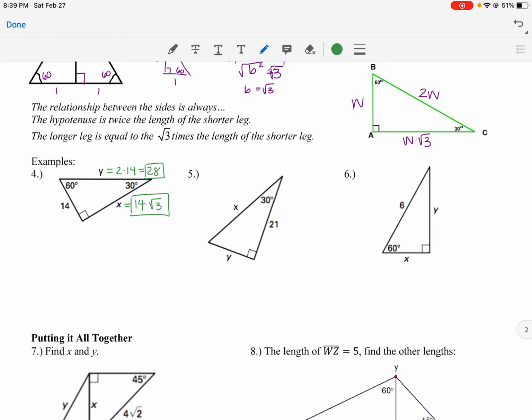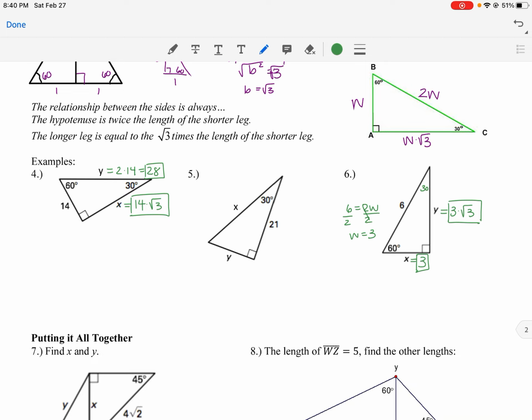Okay, I'm going to skip to 6 and then come back to the middle one. So this time they give you the hypotenuse. So they really have 6 as like 2w. So I solve for w, I divide both sides by 2. W equals 3. So that means my short leg, across from the 30, the x, is 3 here. Which means y in this case is 3 times the square root of 3. Right, the longer leg is square root of 3 times that short leg.